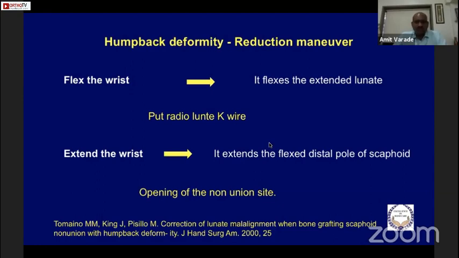Then put a radiolunate K-wire. It is a temporary K-wire. Then extend the wrist. When we extend the wrist, the distal pole of the scaphoid gets extended, and on the volar side a gap is created and the non-union site opens up. So then we have to measure it and put a wedge-shaped bone graft.